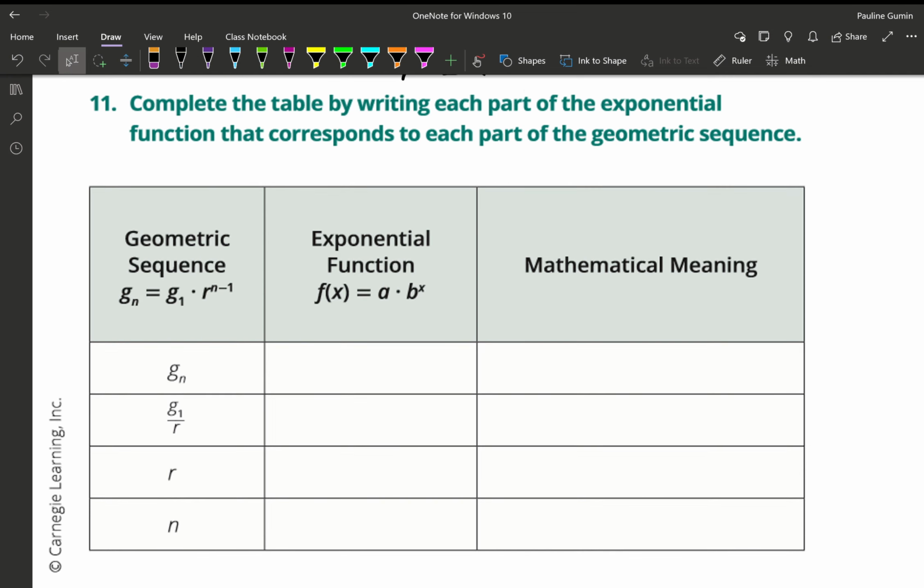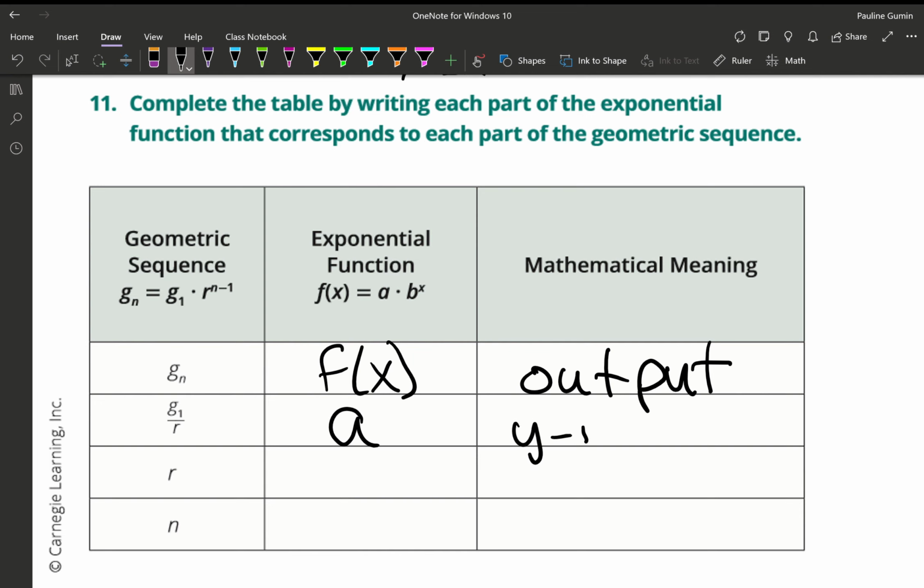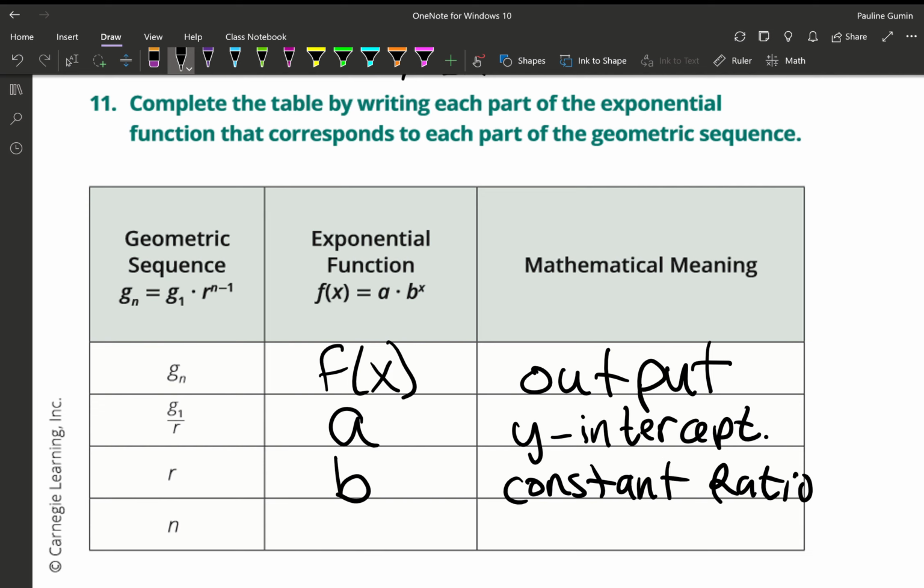Okay, let's fill out the table below. The geometric sequence is also known as the explicit formula. Gn is the same thing as our f of x, which is our output. G1 over r is actually our y-intercept. It's our a. Our r is the same thing as our b, which is our constant ratio. And lastly, our n is actually our x. That's our input. We just use a different letter.